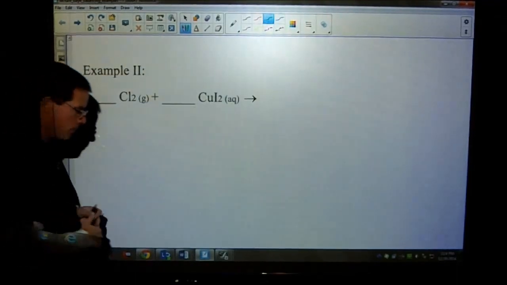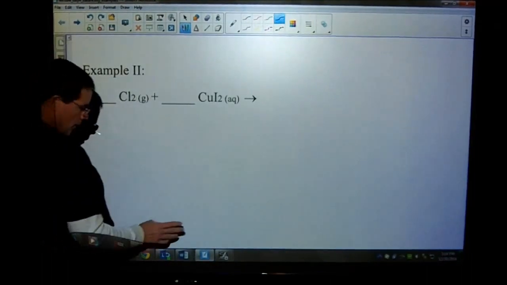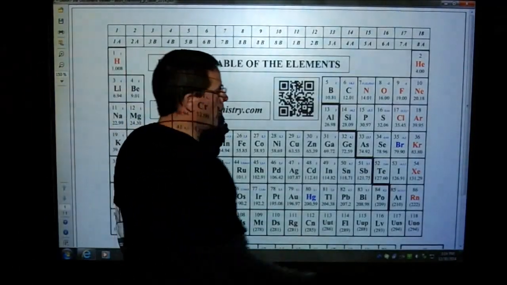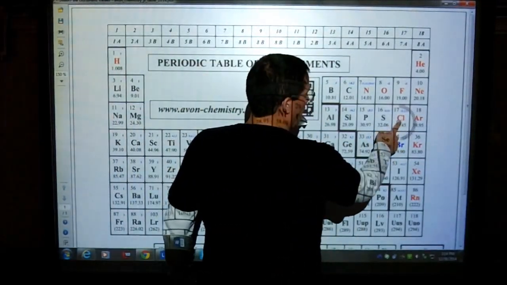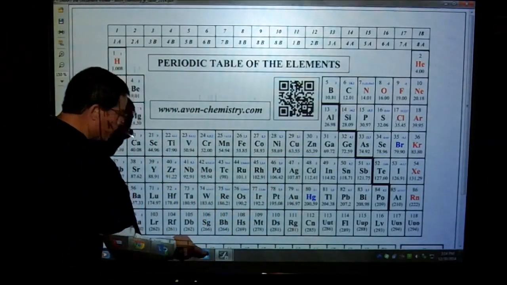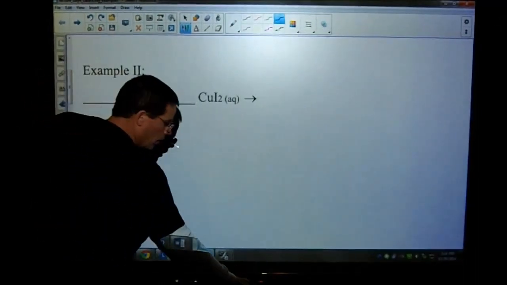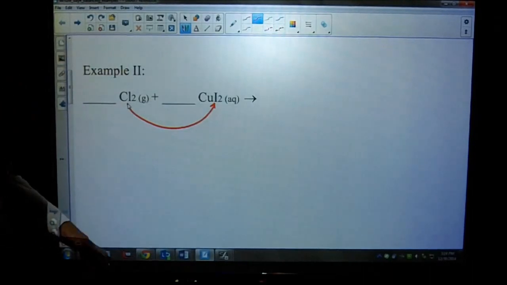Well, looky there. We've got something very special here. So Cl2, again, look at your periodic table. Make sure you identify where the Cl is at. It's over here. It's a non-metal. So when we look at that non-metal, we have to recognize that we are not looking to replace the copper. We're looking to see if this will replace the iodine.